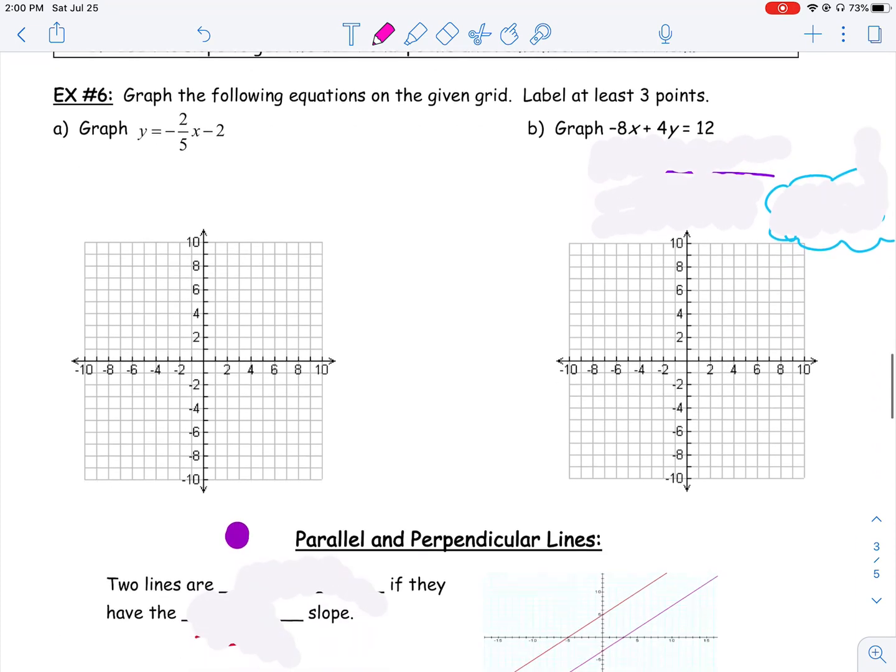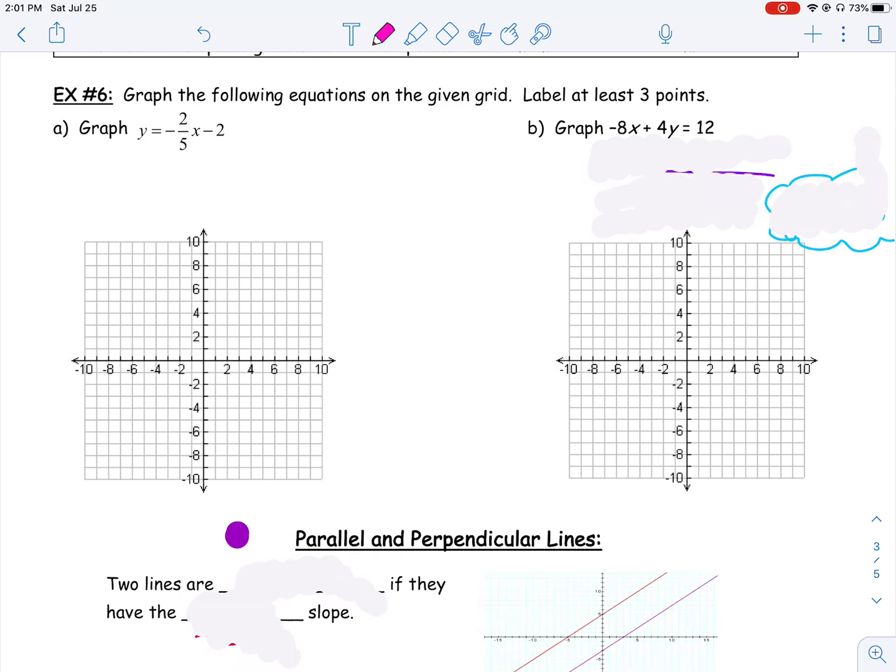Let's try it. In example number 6, it asks us to graph the following equations on the grid below and label, make sure that you have at least 3 points. So look at A with me. It says y equals negative 2/5 x minus 2. The first thing we want to do is make this look like slope-intercept form, y equals mx plus b. It looks like this one's already done for us.